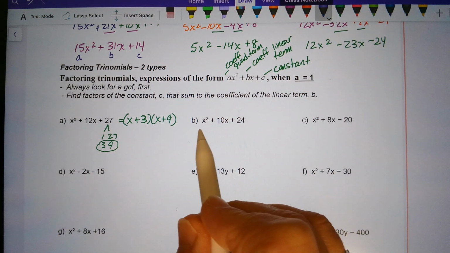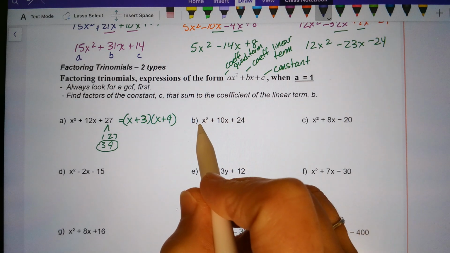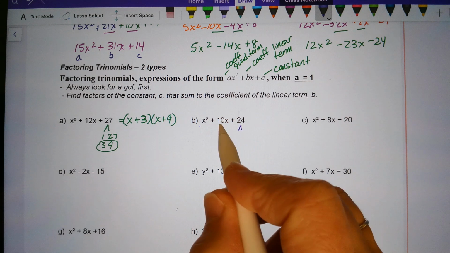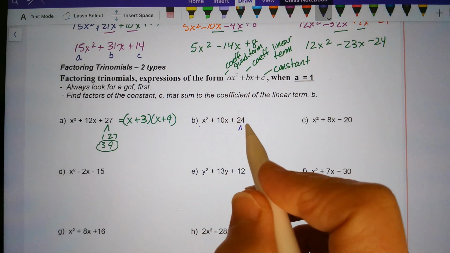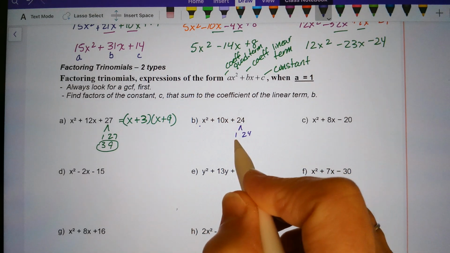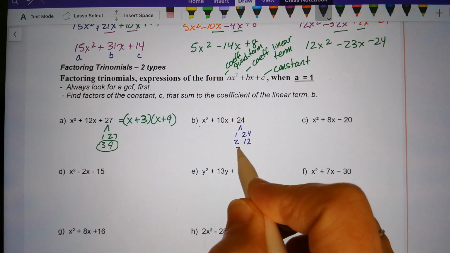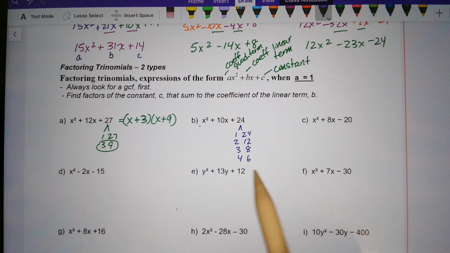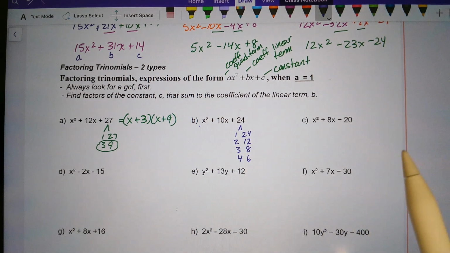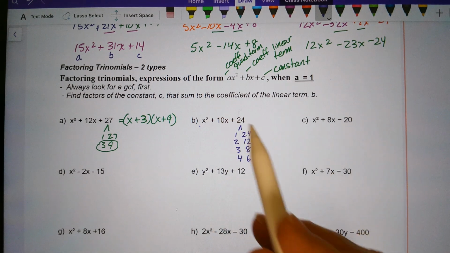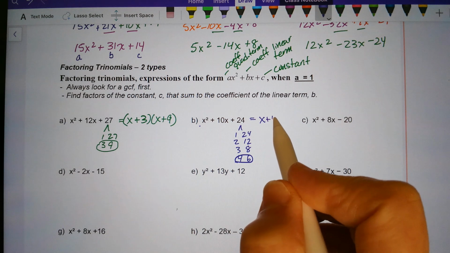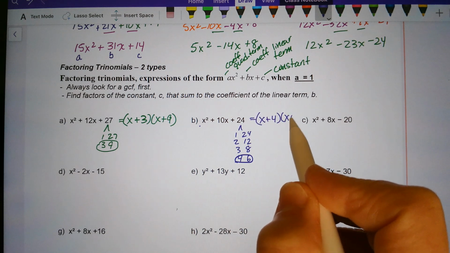B, there's no GCF, the leading coefficient is 1, we go to the constant 24. What are the factors of 24 that sum to 10? Well, I can think, 1 times 24, 2 times 12, 3 times 8, 4 times 6, right? These are all factors, or factor pairs, I should say, of 24. And the one that sums to 10 is the 4 and 6. So this factors into x plus 4 times x plus 6.